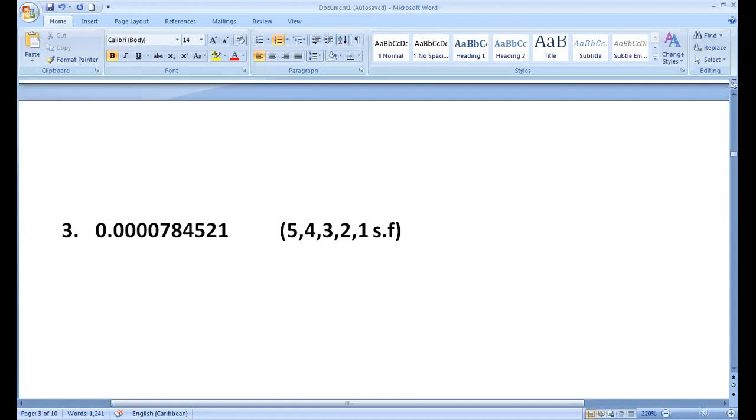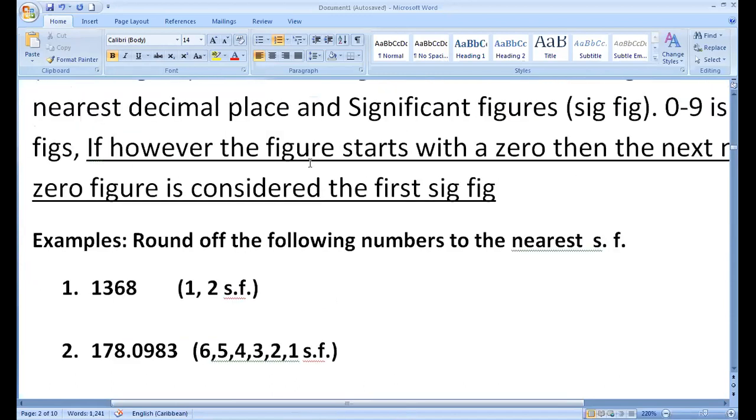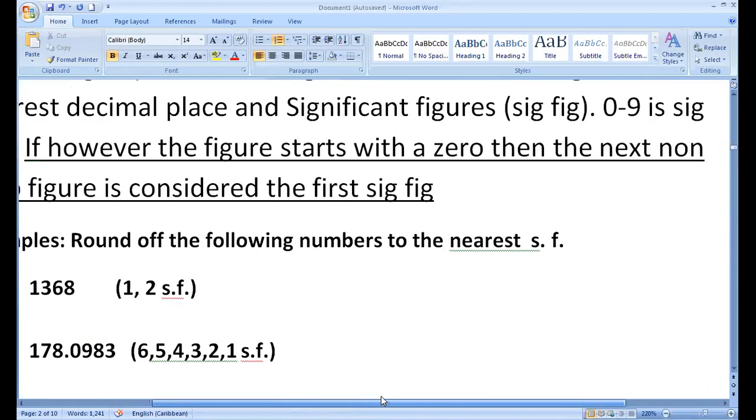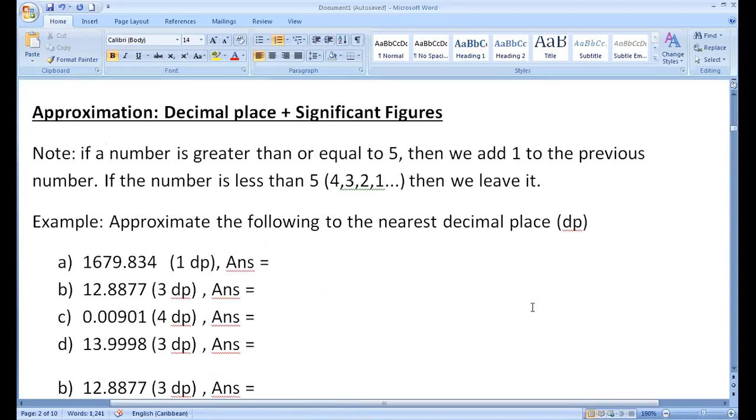All right. Okay, so I'm assuming you have the question. So let's go on. Now, the question says, approximate this to 5 significant figures. Now, what this says is, if, however, the figure starts with a 0, then the next non-zero figure is considered the first significant figure. Can someone explain what this is talking about?